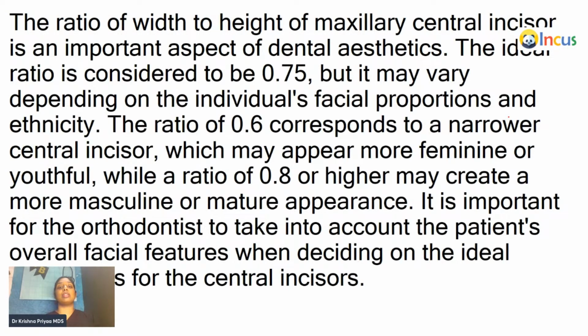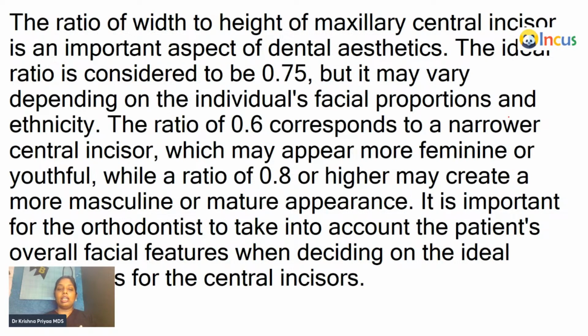0.75 would be ideal, but the closer ratio of 0.6 corresponds to a narrower central incisor, which may appear more feminine or youthful, while a ratio of 0.8 or higher may create a more masculine appearance. Because usually the facial type also decides the shape of the tooth.